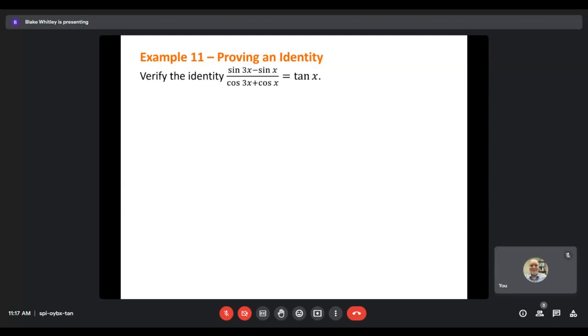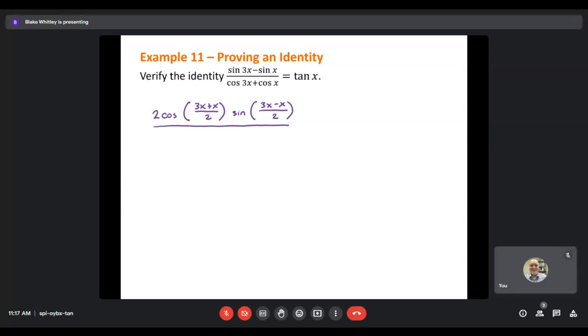So since I have a subtraction in my numerator and they're both sine, that formula is going to give us 2 cosine. And then we're going to have x plus y, which in this case is 3x plus x divided by 2. And then we're going to multiply that by sine of x minus y, which is going to be 3x minus x over 2.